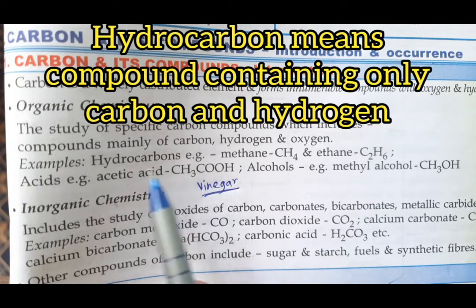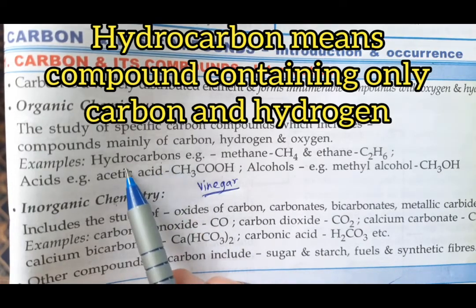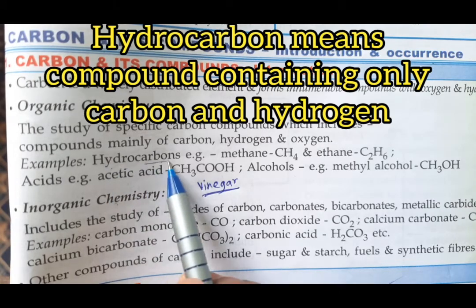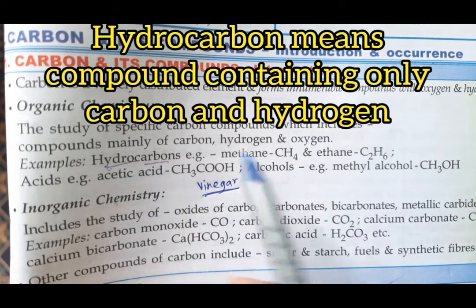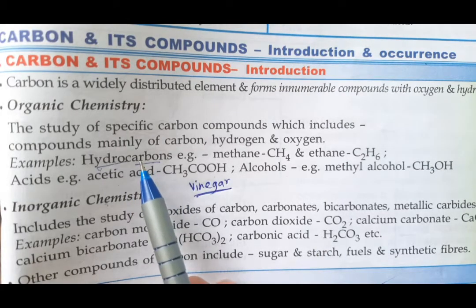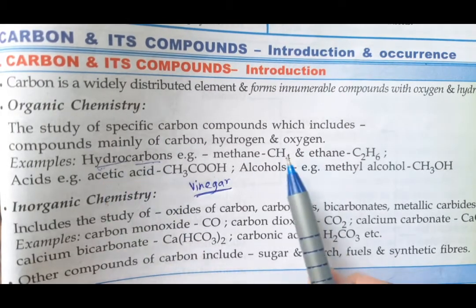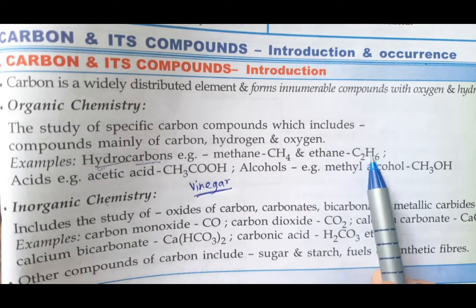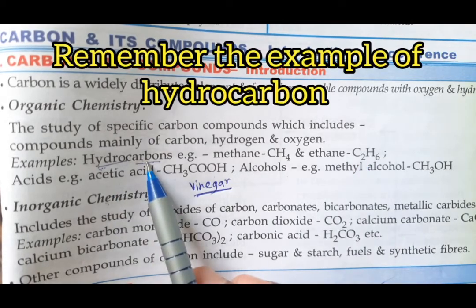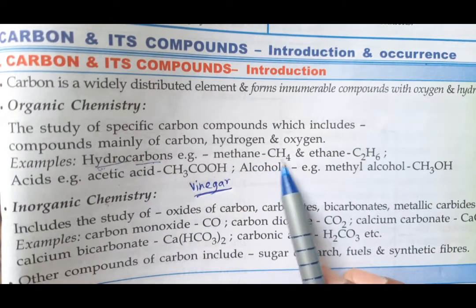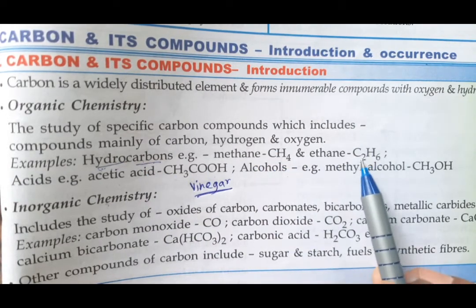But not only this, it even forms hydrocarbons. Now do remember what hydrocarbon means. Hydrocarbons are those compounds which contain carbon and hydrogen. In the name only there is the answer, students. Hydrocarbon means compound containing carbon and hydrogen, and you can see here there is only carbon and hydrogen. So if a compound contains only carbon and hydrogen, that is called a hydrocarbon. Some examples of hydrocarbons are methane, whose formula is CH4, and ethane, whose formula is C2H6.